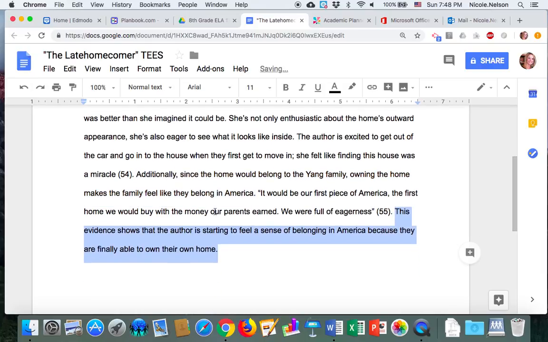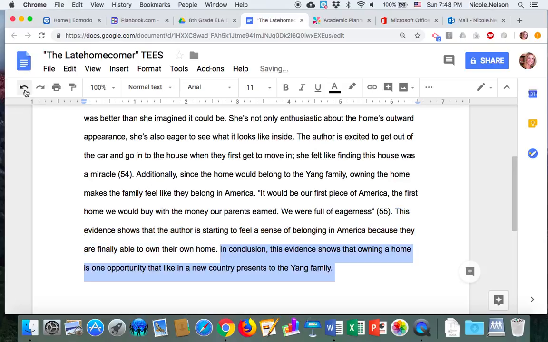I did add another piece of elaboration afterwards because, as our T's rubric says, in order to get to a 4, you need to have elaboration coming before evidence and after evidence. So I added this sentence in there too. This evidence shows that the author is starting to feel a sense of belonging in America because they are finally able to own their own home. So all of that you just saw get entered into this paragraph is elaboration. So that's going to be your first step, is to make sure that gets included and to make sure that the elaboration comes before the evidence as well as some coming after the evidence.